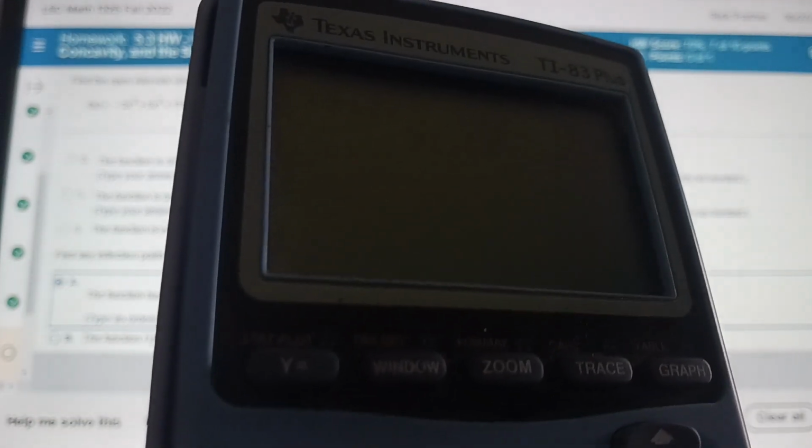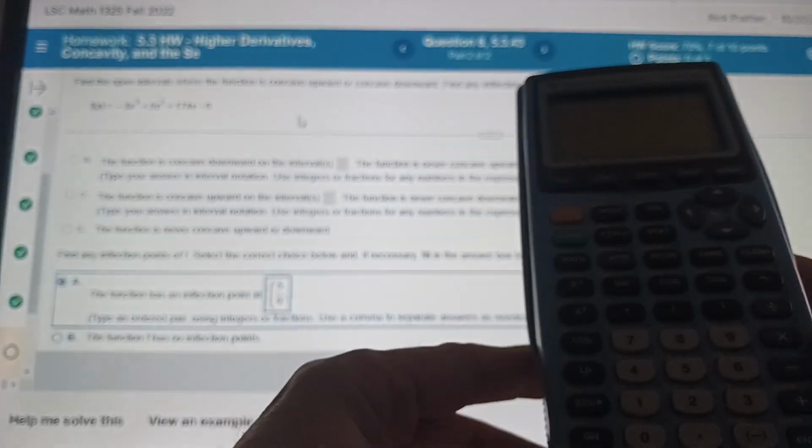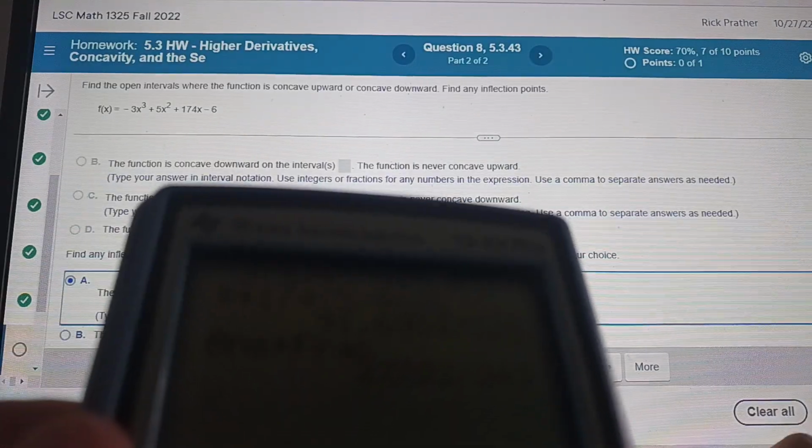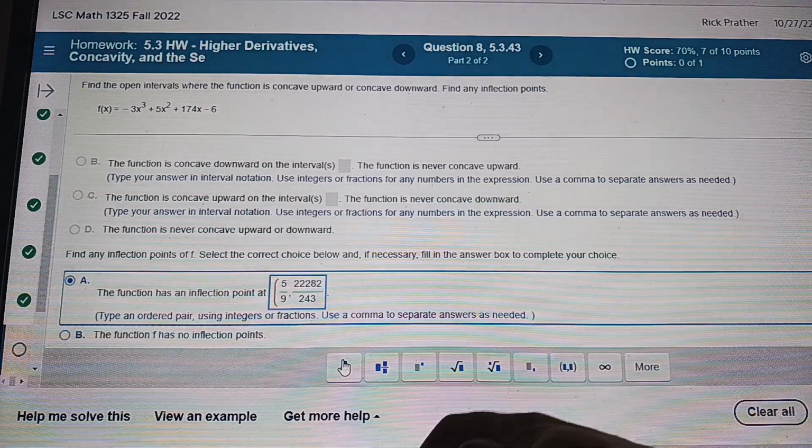It's a big messy decimal. But good old math, enter, enter, turns it into a weird fraction. But I don't care how weird it is. 22282 over 243. That would have been really hard to find without a graphing calculator.